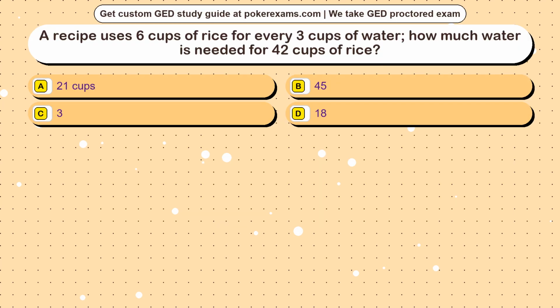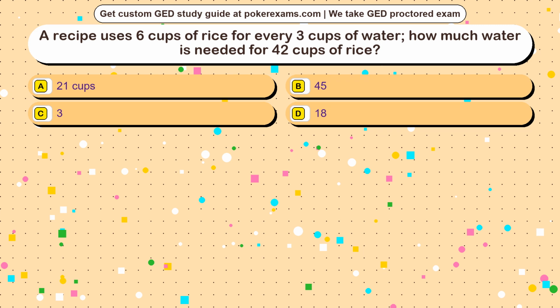Question 1. A recipe uses 6 cups of rice for every 3 cups of water. How much water is needed for 42 cups of rice? Option A, 21 cups. Option B, 45. Option C, 3. Option D, 18.